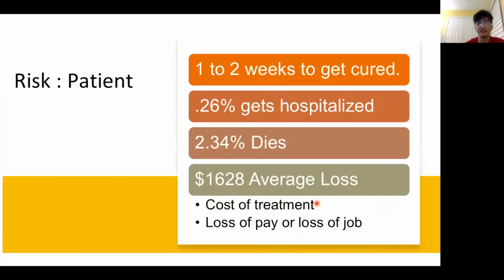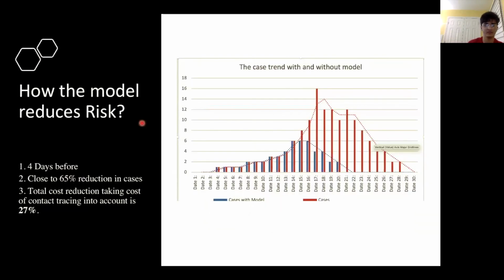For an affected individual, depending on the type of pathogen, it takes anywhere between 1 to 2 weeks to get cured. 0.26% get hospitalized, and out of them, 2.34% die. In terms of financial risk, the cost of treatment, loss of pay, or loss of a job are the major risks for the public, and on average, it costs $1,628 per incident.